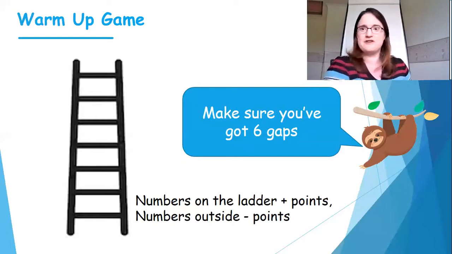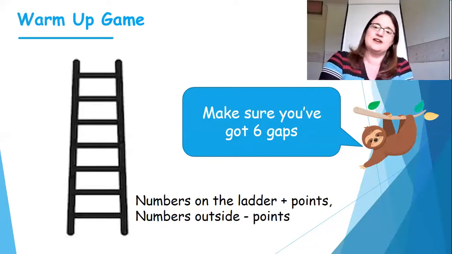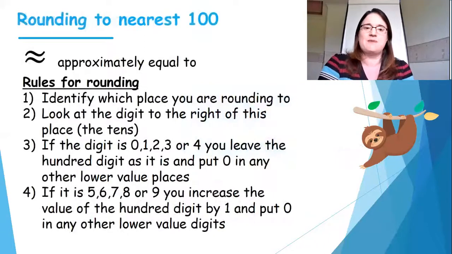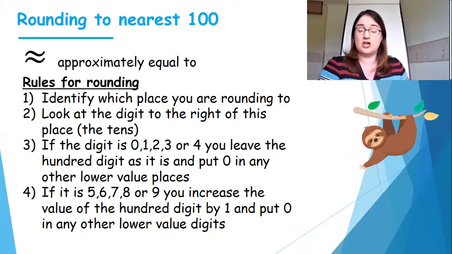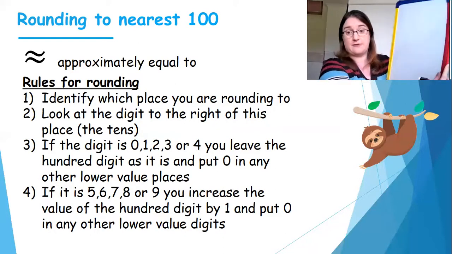Right, okay, so we've done a quick recap of our ordering of numbers. Now we're going to think about rounding to the nearest 100 again, okay? You'll remember that when we're rounding to the nearest 100, we're thinking about the number in the hundreds column and whether it stays the same or goes up or goes down, okay?